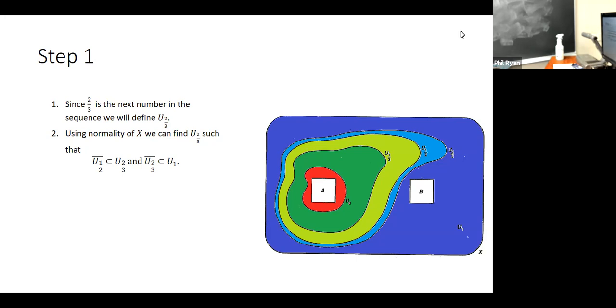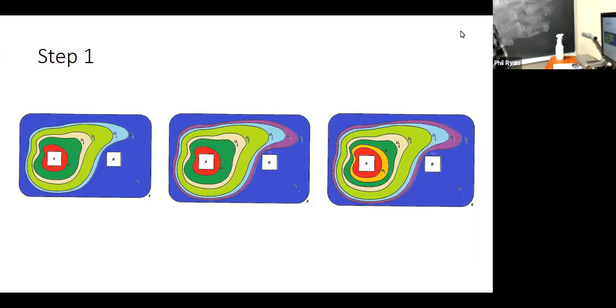And so that's our two closed sets that we're between. And so U2/3 is going to cover the closure of U1/2. And the closure of U2/3 is going to lie within U1 because it's not going to meet B. Okay, and so we just keep on going, right?